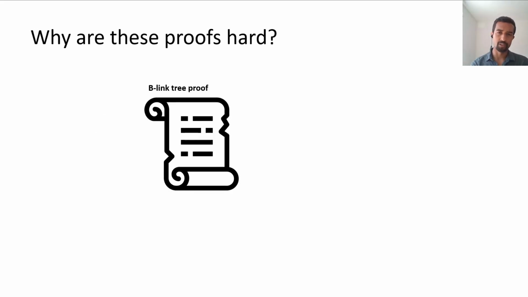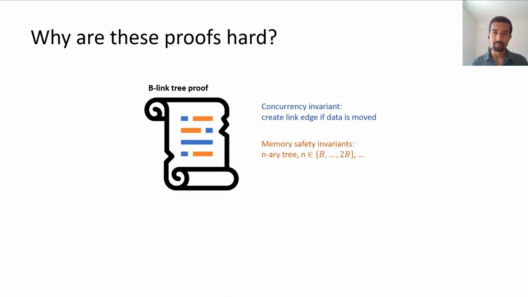The main reason these proofs are complicated is that the concurrency part of the proof, that threads don't mess with each other's results, and the memory safety part of the proof, that threads only access memory they're supposed to, are all intertwined.